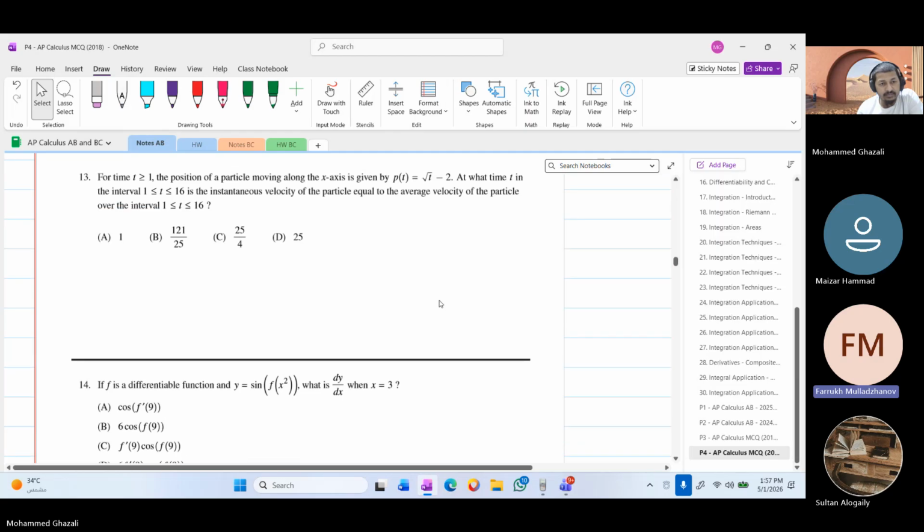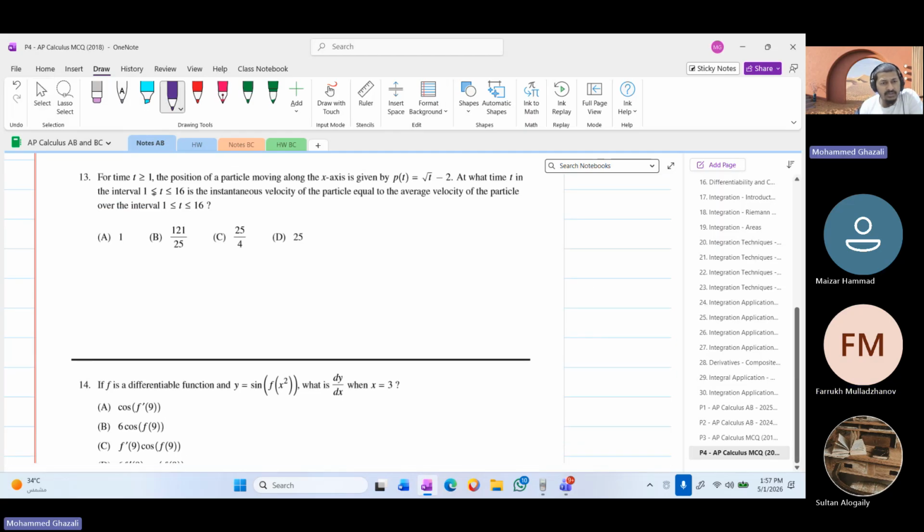Excellent. Okay. For time t greater than 1, the position of a particle moving along the x-axis is given by p of t. At what time t in the interval 1 to 16 is the instantaneous velocity equal to the average velocity? The instantaneous velocity is p prime t at a point. Average velocity means y2 minus y1 over x2 minus x1. So you've got the points 1 and 16.